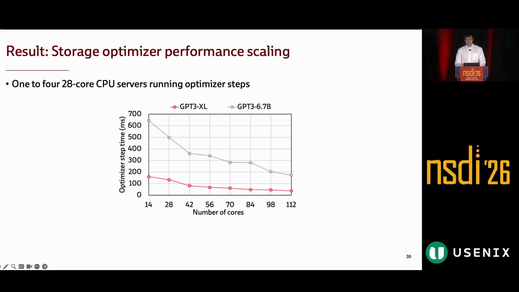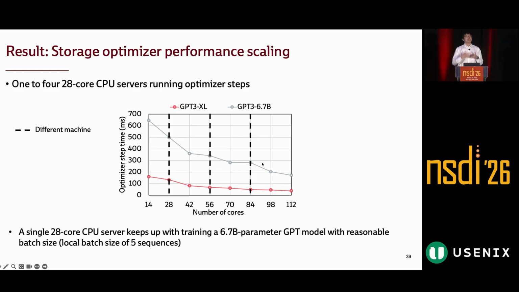The optimizer step here goes down when utilizing more cores for the computation. And such computation is easily distributed among multiple machines. The vertical dashed line here represents machine boundaries as we scale above a single machine. And for this example, even a single 28-core server keeps up with training a 6.7 billion parameter model with a reasonable local batch size of 5 here. And 3 of these storage nodes will be able to support the worst case local batch size of 1 for training the 6.7 billion parameter model.